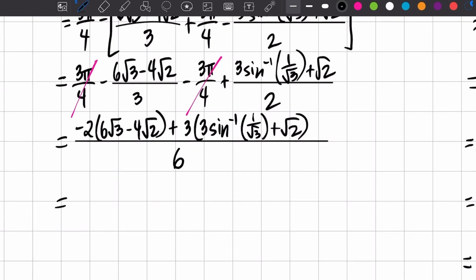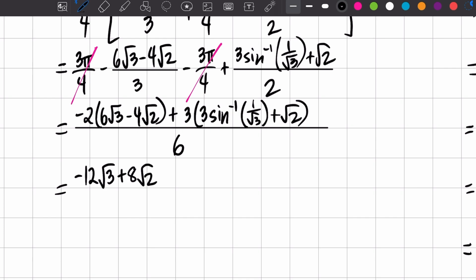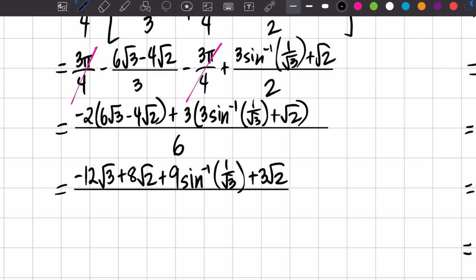So let's further simplify this one. For this part right here, negative 2 times 6, then negative 2 times negative 4 is a positive 8. So that's negative 12 square root of 3 plus 8 square root of 2. Then for this side right here, 3 times 3 is 9. So that's 9 sine inverse of 1 over square root of 3. Then you have 3 times square root of 2. That's 3 square root of 2 all over 6.